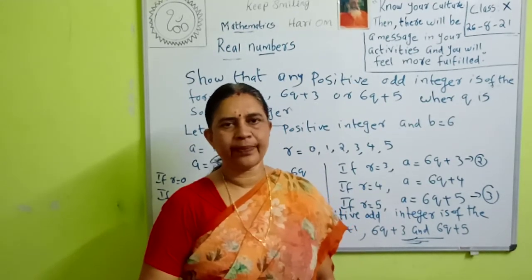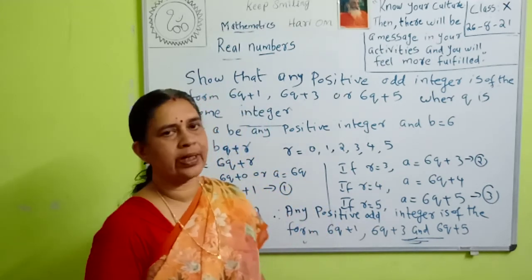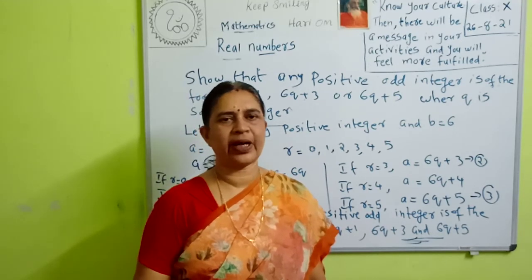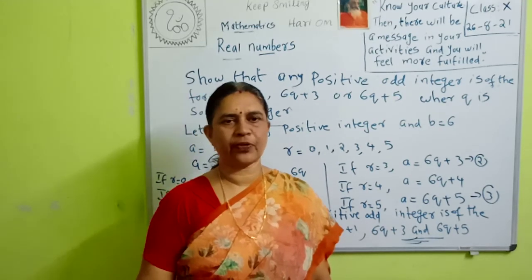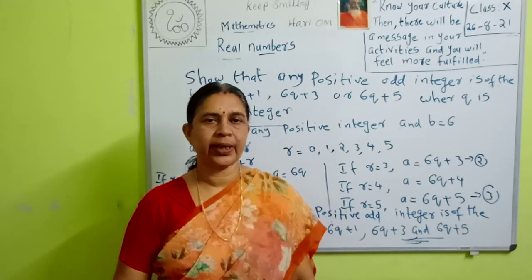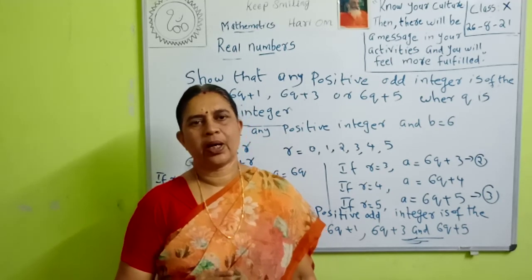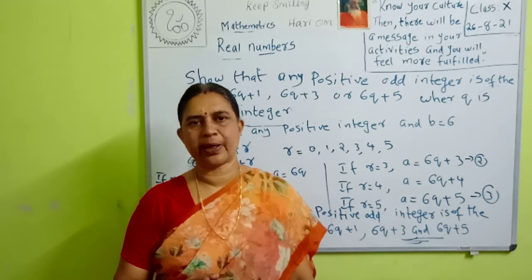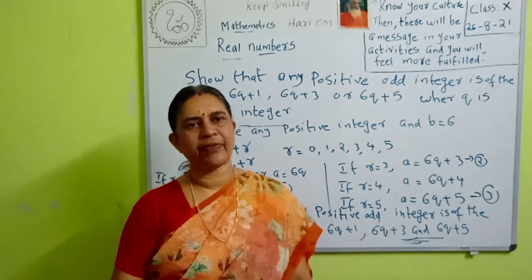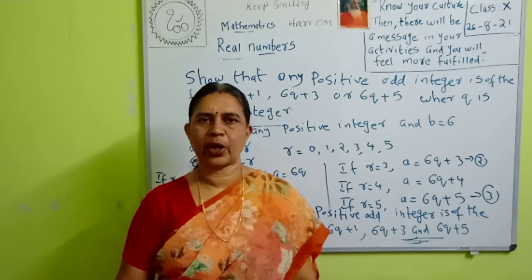So what we learned today: to check whether the decimal expansion of a rational number is terminating or not terminating, we first find the prime factorization of the denominator. If the denominator is of the form 2 raised to m, 5 raised to n, then it is terminating. Otherwise it is non-terminating, repeating decimal. So you remember it. Without actual division, we can find whether the decimal expansion of a rational number is terminating or non-terminating using the theorem. If the denominator is of the form 2 raised to m, 5 raised to n, then it is terminating. Otherwise it is non-terminating, repeating decimal. So you remember it. Okay.